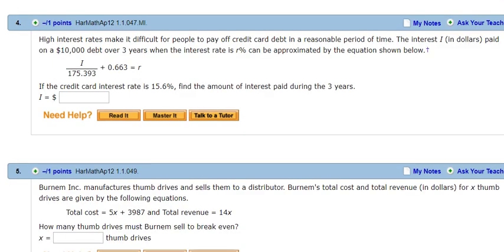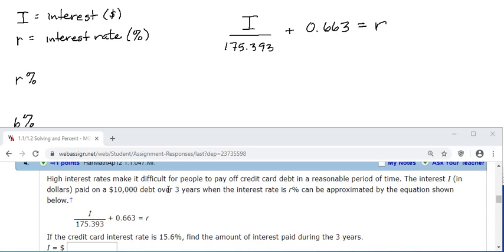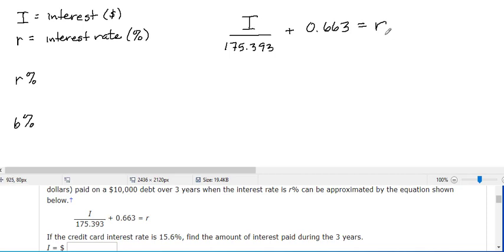Question number 4. Okay, high interest rates make it difficult for people to pay off a credit card debt in a reasonable period of time. Very true. The interest, capital I, in dollars, paid on a $10,000 debt over 3 years when the interest rate is R% can be approximated by the equation shown. All right. In reading the equation, look at the formula that you're given, and I have two variables, capital I and lowercase r. Make sure that you understand what each one means.